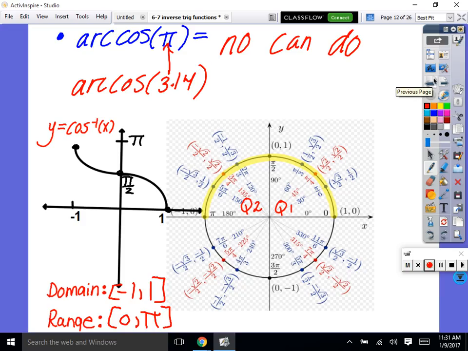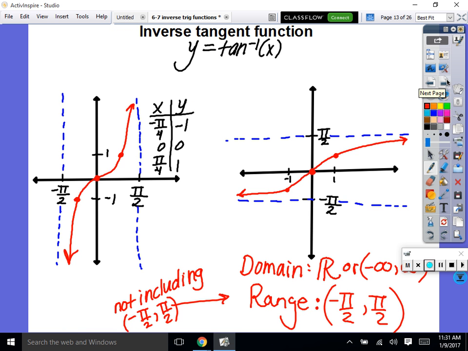Like I said, sometimes these graphs are helpful, but I probably won't ask you to reproduce them, as long as you understand the intervals for inputs and outputs. So everybody, I've already graphed out what tangent looks like for you because we're just going to get right into it. So I switch x and y, and this is what tangent inverse looks like right here.